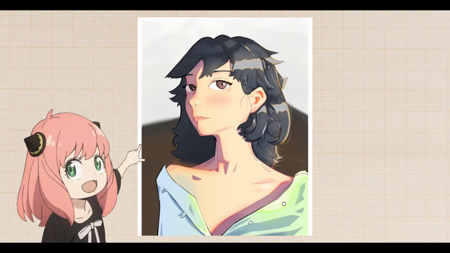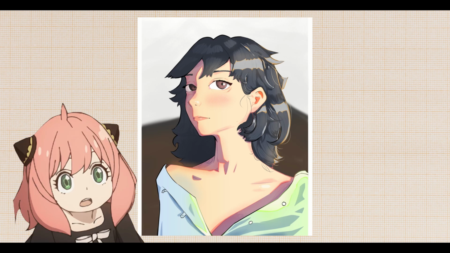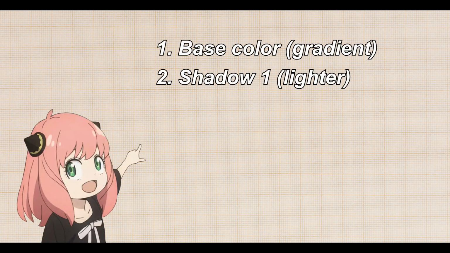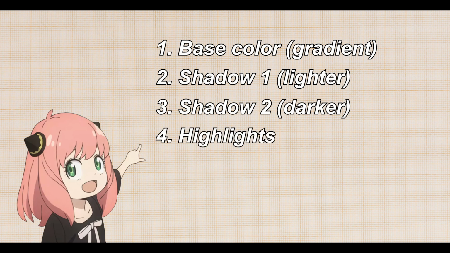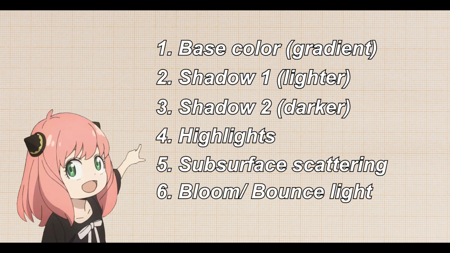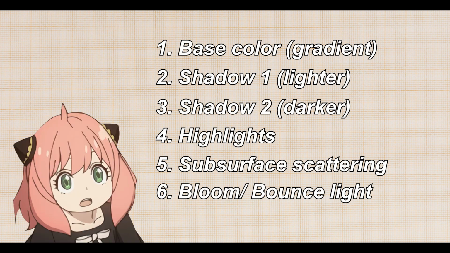So, you wanna know how to render your artworks like this? Then you're at the right place. And you know what? It's actually very easy. It's because I've divided the coloring process into 5 steps: the base color, shadow 1, shadow 2, highlights, subsurface scattering, and finally, bloom or bounce light, whatever you wanna call it.